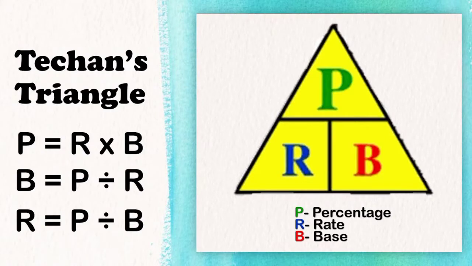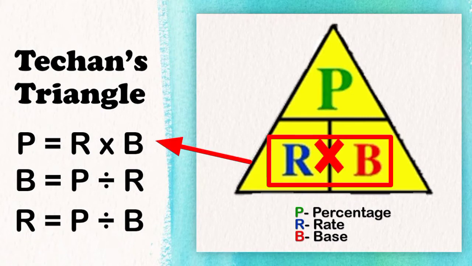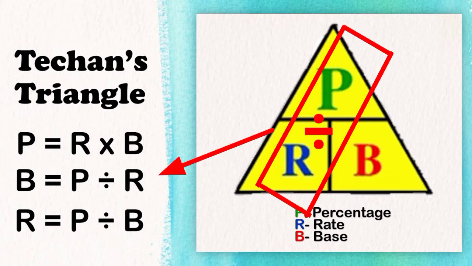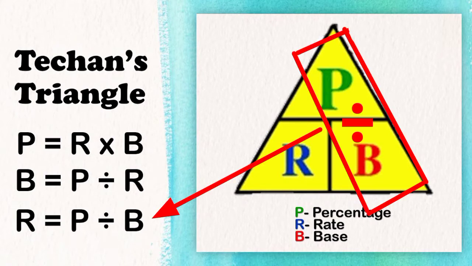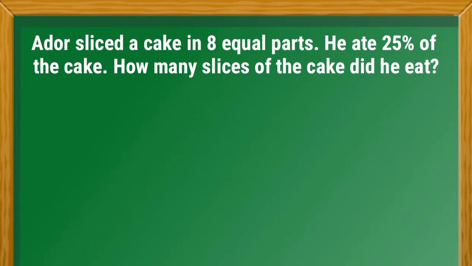Or you can also use the triangle technique like this, in which on top of the triangle will be the percentage and at the bottom are base and the rate. This means that percentage equals base times the rate. Or if you are going to find the base, this will be percentage over the rate. And on the other hand, if you want to find the rate, we are going to divide percentage by the base. Here are some examples on how to find rate, percentage, and base.